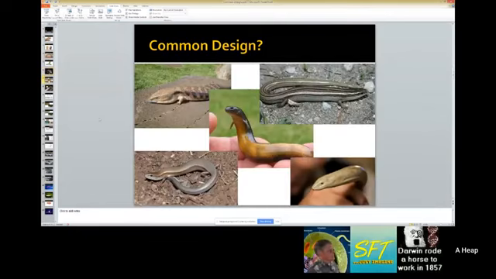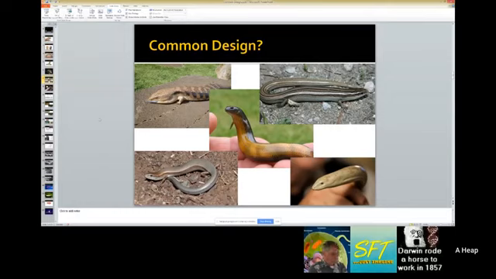Skinks. These are all skinks that you see on the picture here. So you've got the blue-tongued skink at the top, which has the 4 legs. And then at the bottom right-hand corner, you've got another type of skink, which is entirely legless. In the midst of these 2, you've got 3 more skinks with varying levels of legness, if you want to use that as a word.